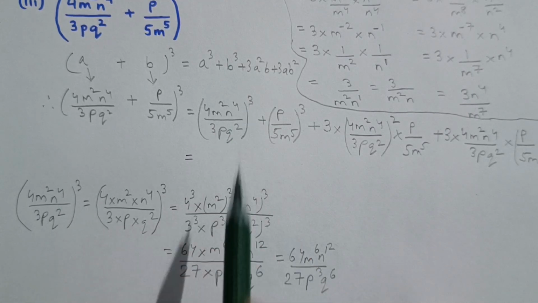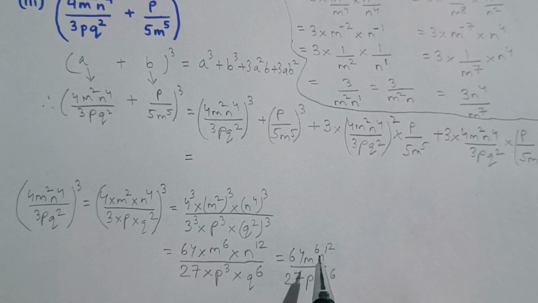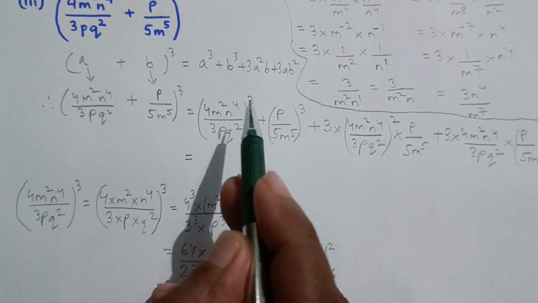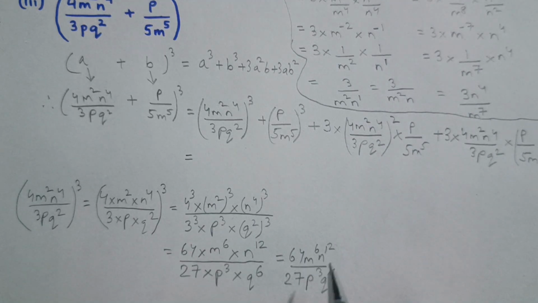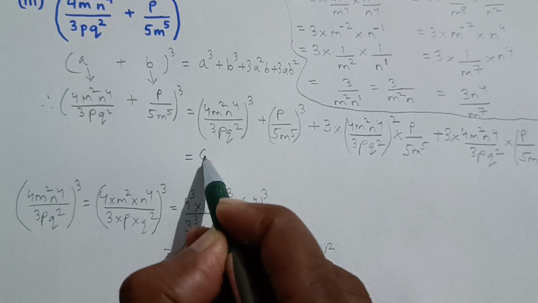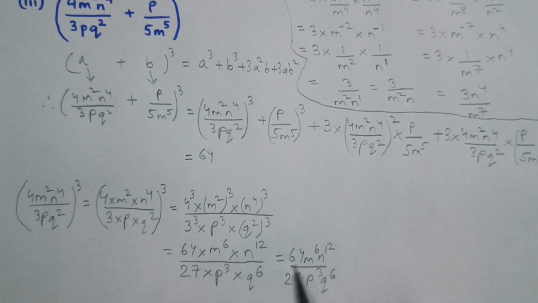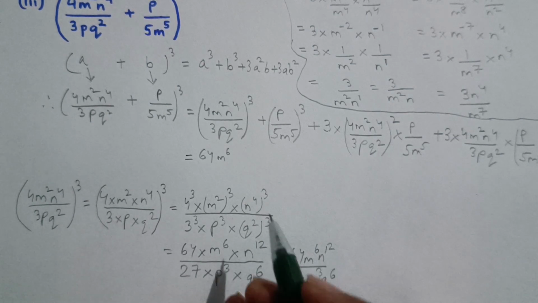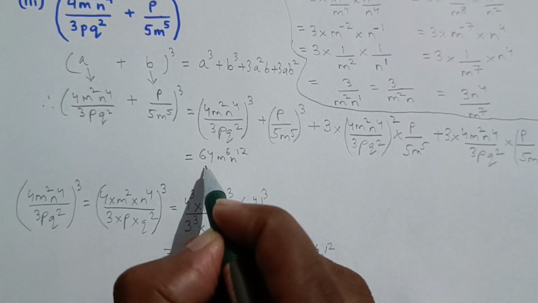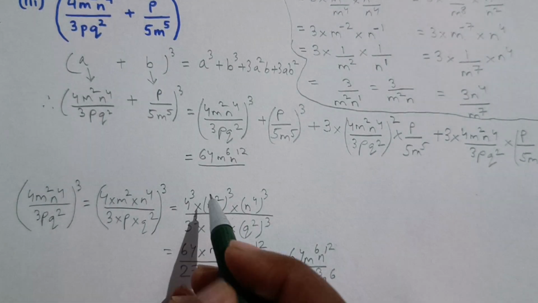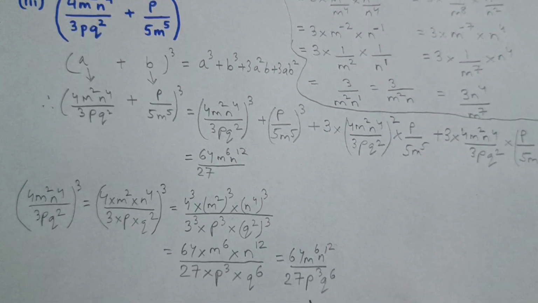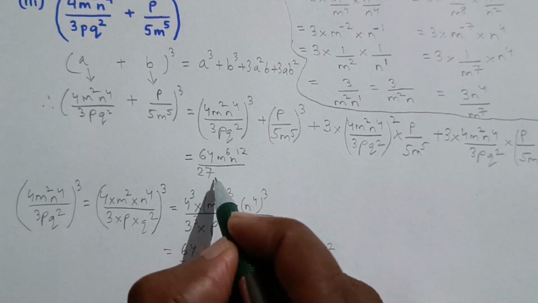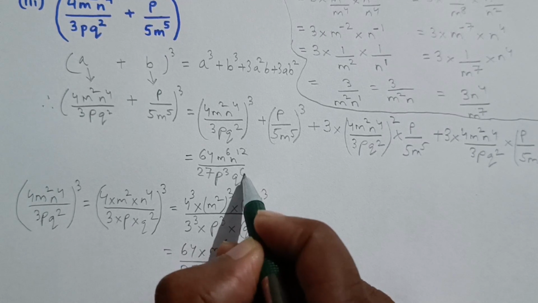So this expression is this. So when we solve this, we get this. So it is 64 m to the power 6 n to the power 12 upon 27 p cube q to the power 6.